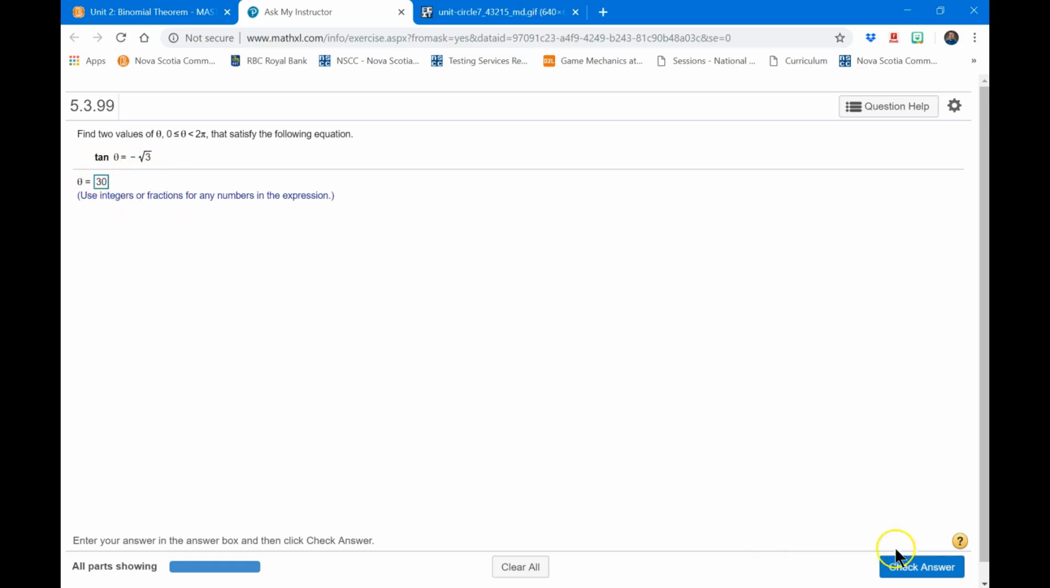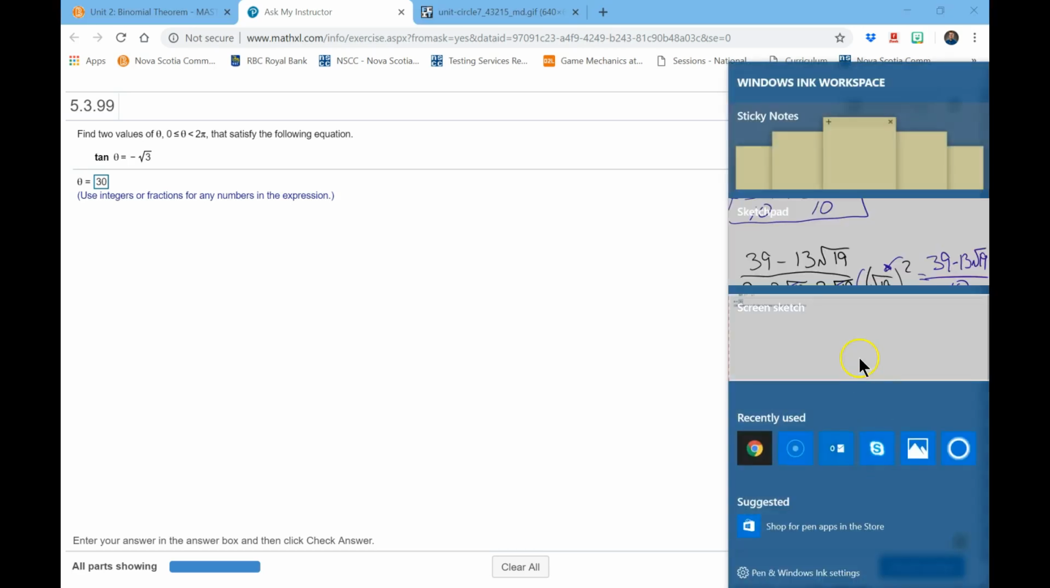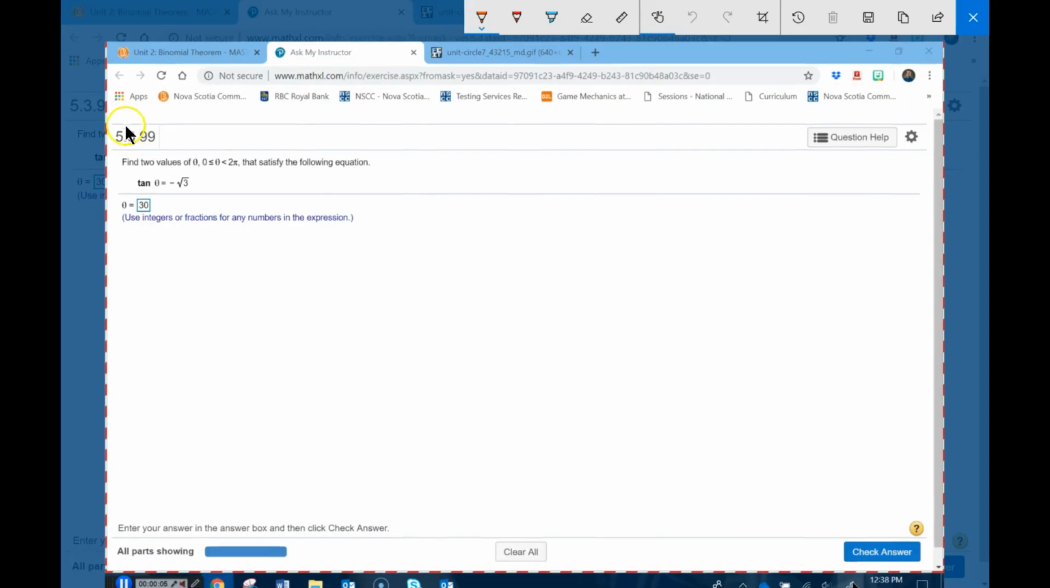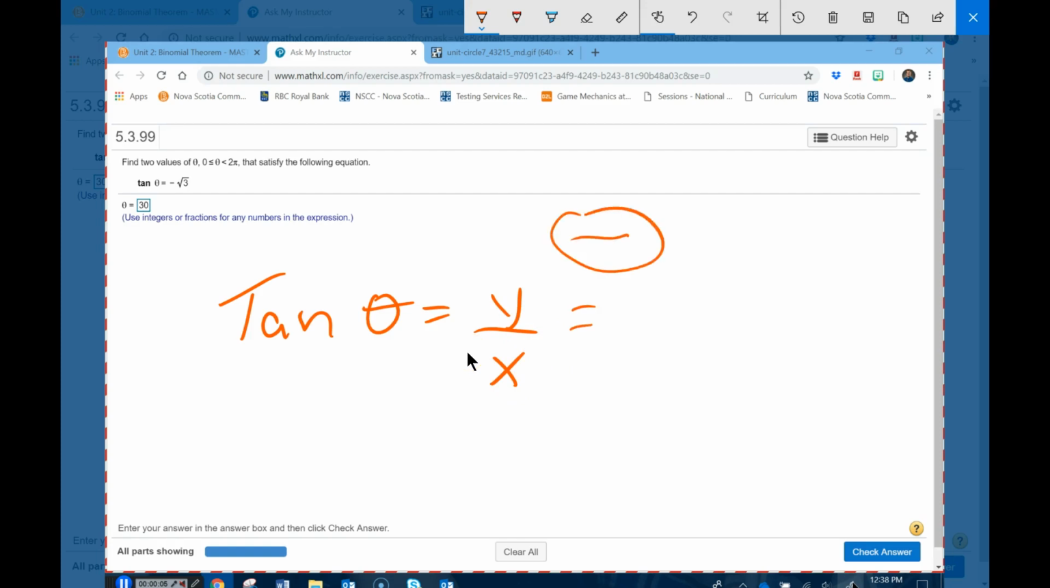Let's think about this in another way. Let me just grab a quick screen sketch of this so I can write. Here we know the tan of theta is negative root 3, right? So remember that the tan of any angle theta equals y over x, really the y component of any triangle we would make over the x. So what we have to think about is what's going to happen such that we get a negative number when we multiply or divide these things out.